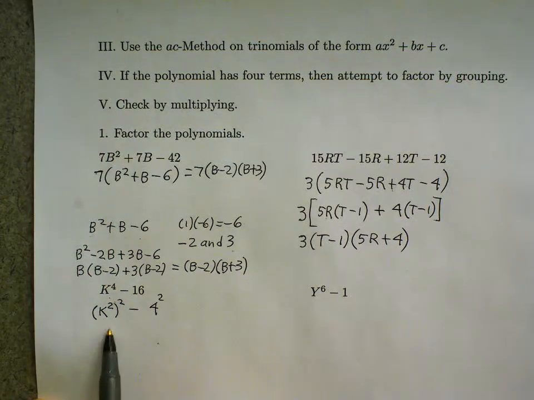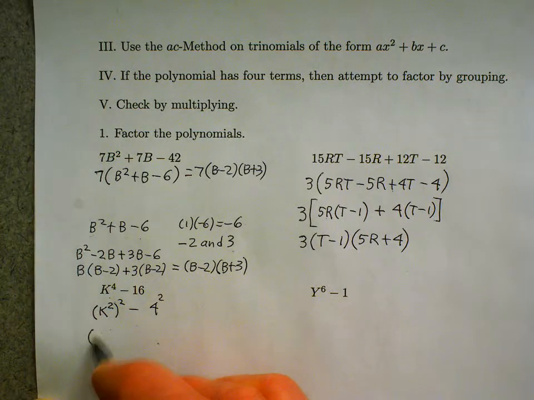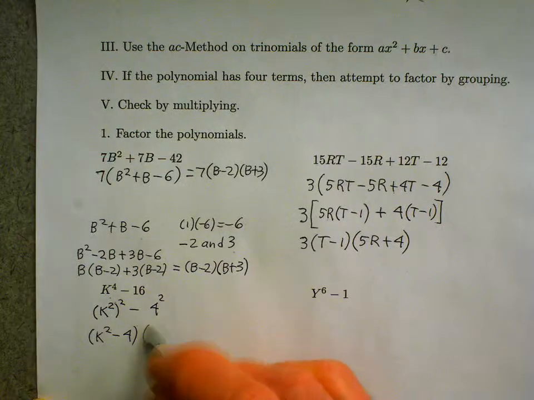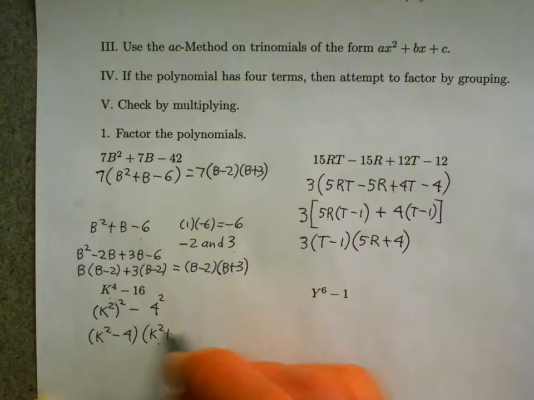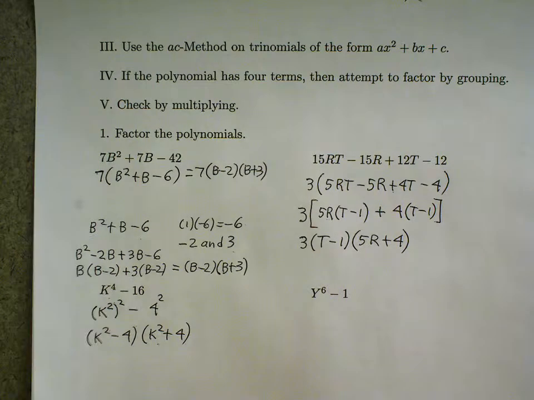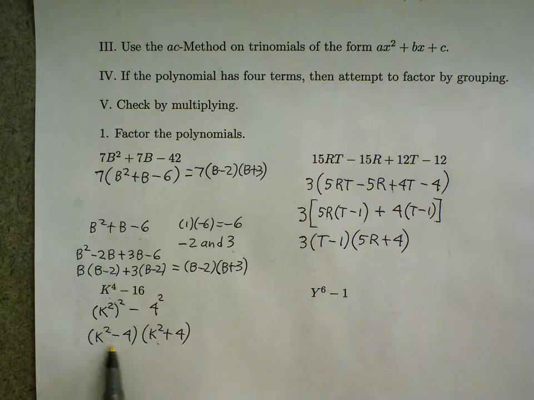And we know how to factor a difference of squares. So one of the factors is k to the second minus 4, and the other one is k to the second plus 4. We can factor further because this factor here, k to the second minus 4, is also a difference of two squares.